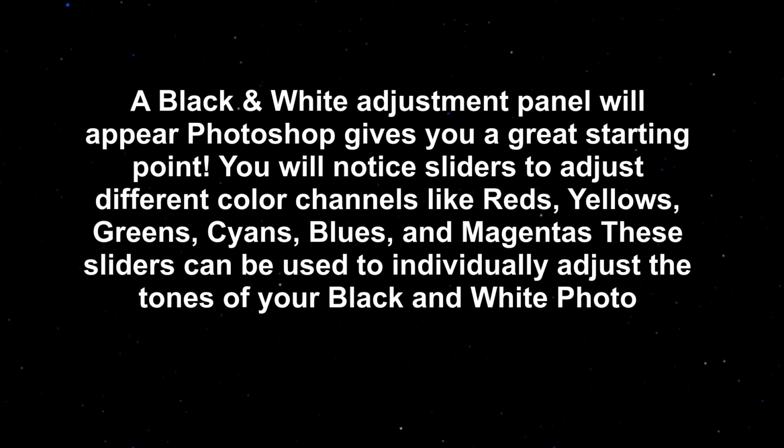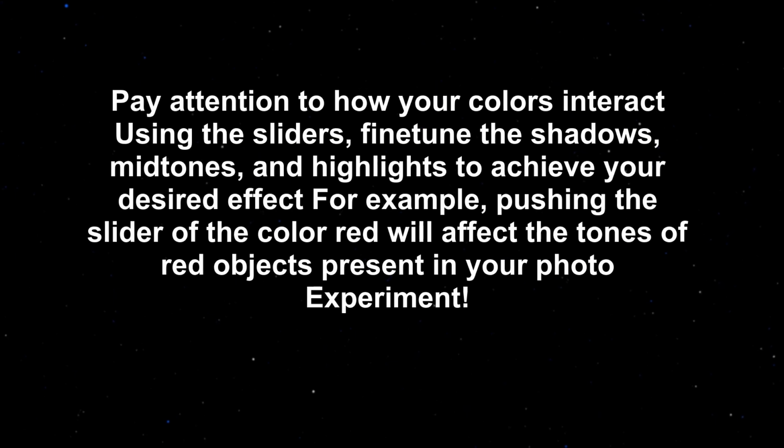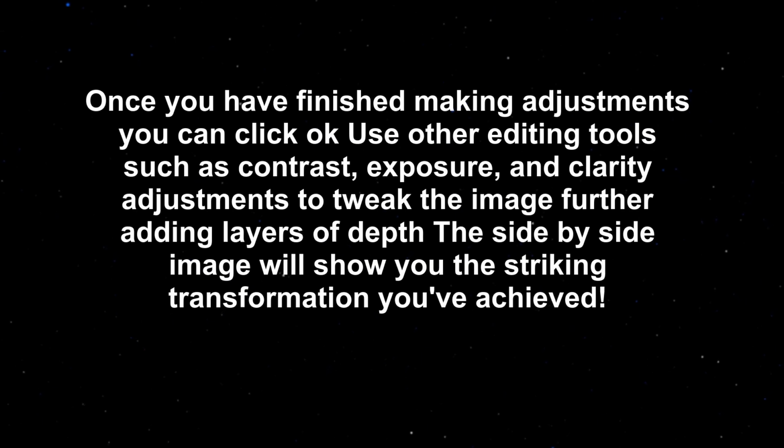These sliders can be used to individually adjust the tones of your black and white photo. Pay attention to how your colors interact using the sliders. Fine-tune the shadows, midtones, and highlights to achieve your desired effect. For example, pushing the slider of the color red will affect the tones of red objects present in your photo. Experiment. Once you have finished making adjustments, you can click OK.